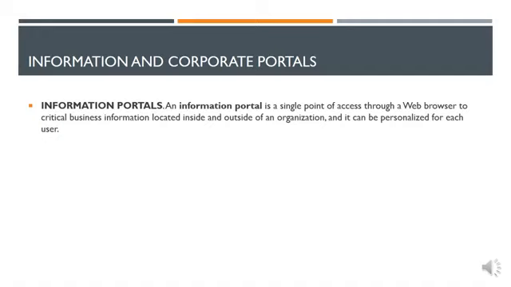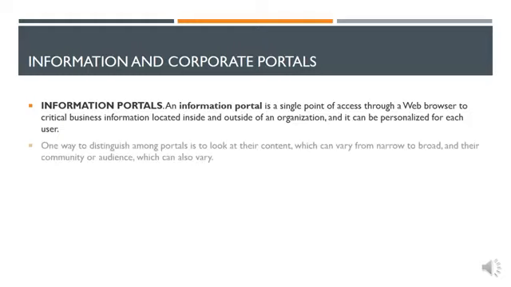Information portals. An information portal is a single point of access through a web browser to critical business information located inside and outside of an organization, and it can be personalized for each user. One way to distinguish among portals is to look at their content, which can vary from narrow to broad, and their community or audience, which can also vary. We distinguish 7 types of portals described below.